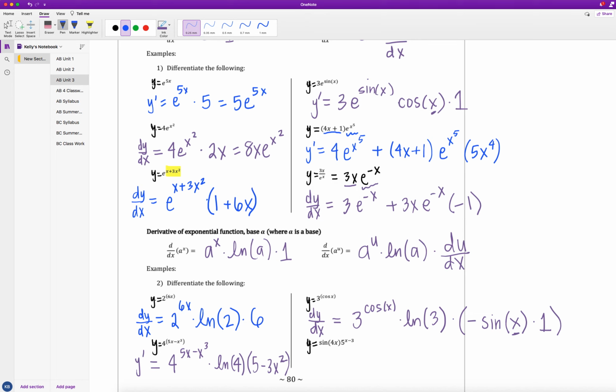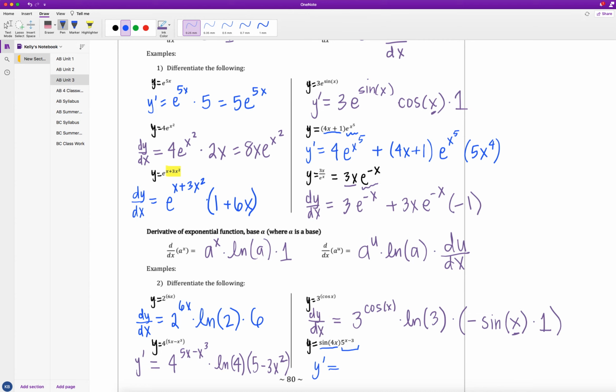Let's look at our last example on page 80. So we have y equals sine of 4x times 5 to the x minus 3 power. Here we have a product of functions, since we have the sine of 4x times this exponential function. So we're going to have to use the product rule when we take this derivative. Why don't you guys pause the video and find our derivative for the function in example D.